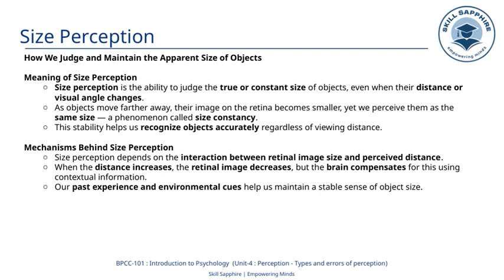So, in essence, our perception of size isn't just about what our eyes see directly. It's a sophisticated process where our brain integrates visual cues and previous knowledge to help us perceive objects consistently, no matter how their position in space changes. This understanding is fundamental to how we interpret and interact with the world around us.